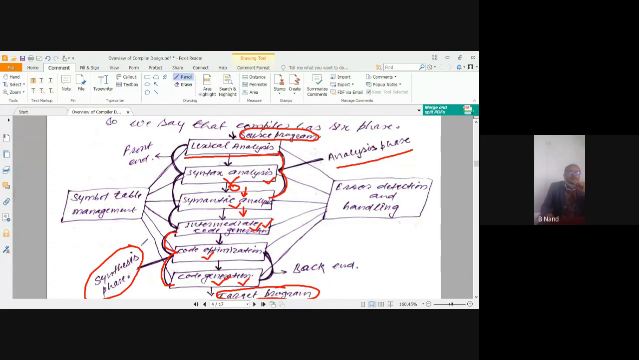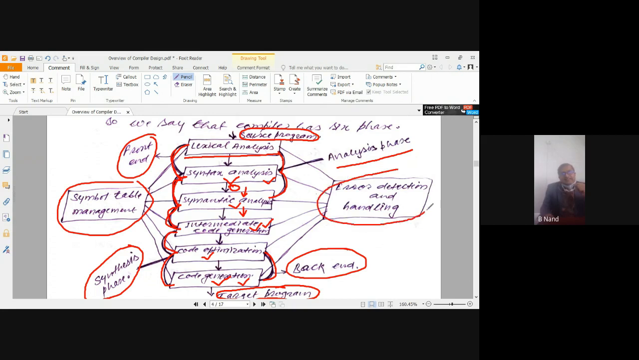Then one more classification is also there. Lexical analysis, syntax analysis, semantic analysis and intermediate code generation, these four steps are known as front end, and the last two steps, that is code optimization and code generation, are known as back end. Each and every stage is connected with the symbol table and the error detection and handling mechanism.